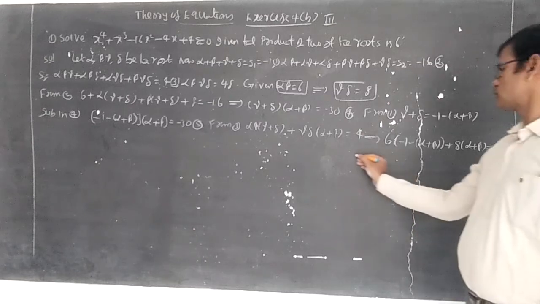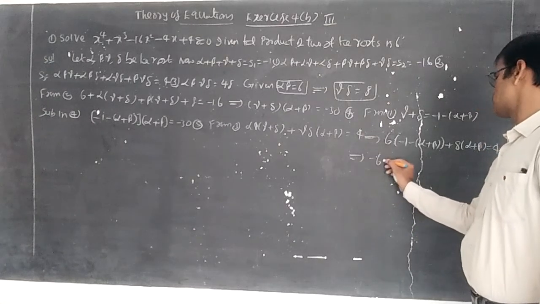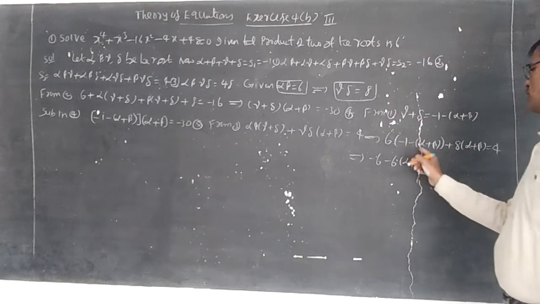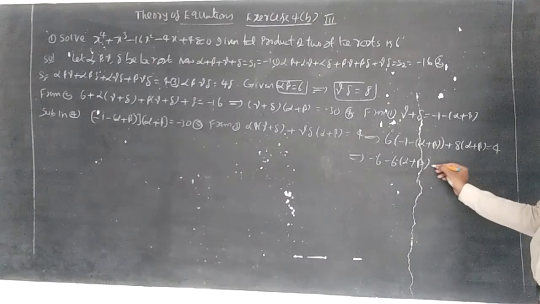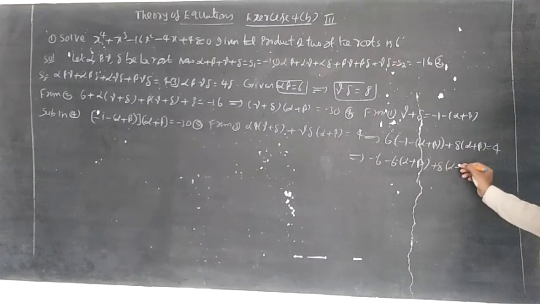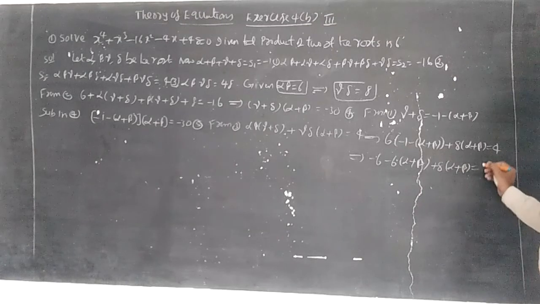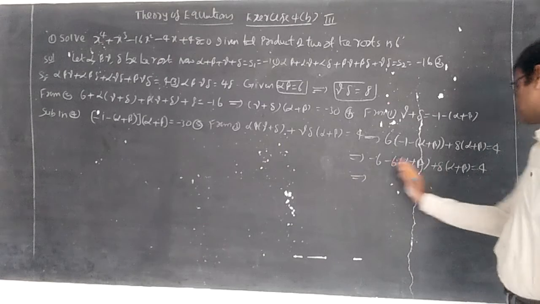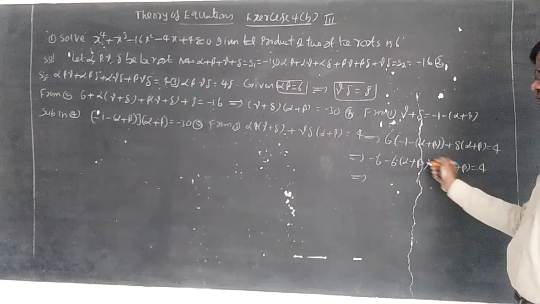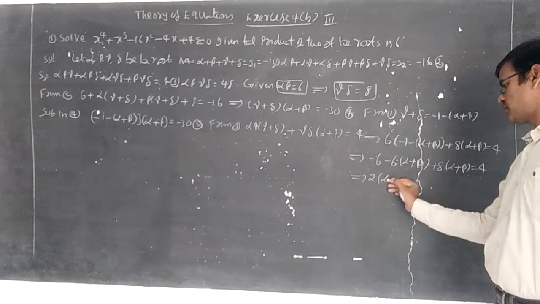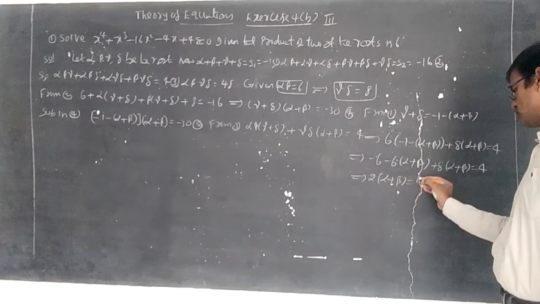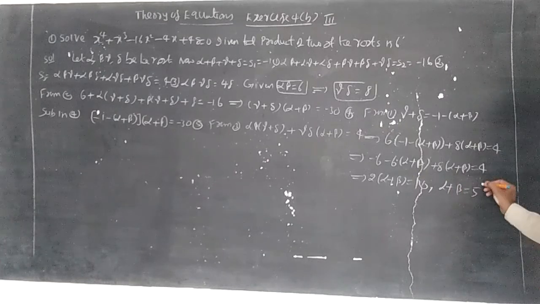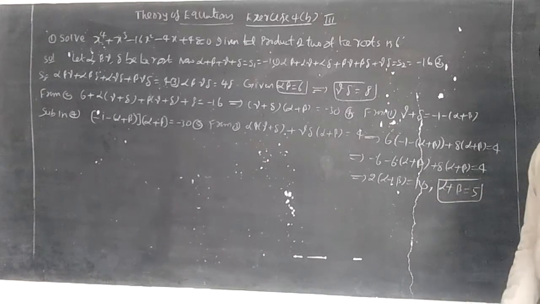Now minus 6 of alpha plus beta plus 8 of alpha plus beta is equal to 4. So you can understand here, 8 into alpha plus beta minus 6 into alpha plus beta becomes 2 into alpha plus beta is equal to 10. So alpha plus beta is equal to 5. Alpha plus beta is equal to 5, we got.